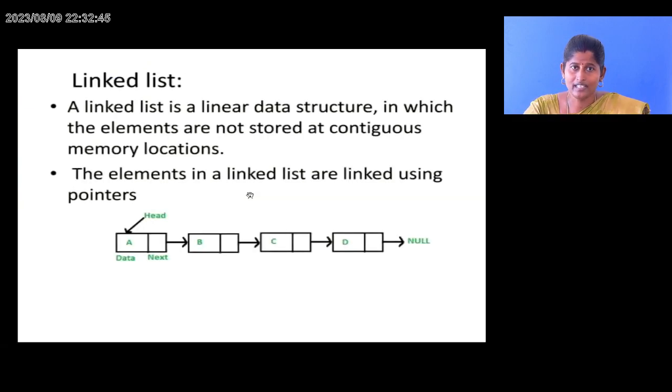The next one is the linked list. The linked list is dynamic memory allocation. A linked list is a linear data structure in which the elements are not stored in a contiguous memory location. When compared to an array, the linked list is not stored in continuous memory locations. The linked list must have nodes. A node can be classified into the data and the next pointer.